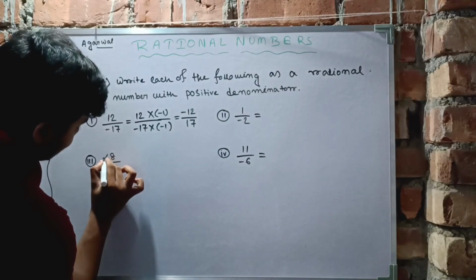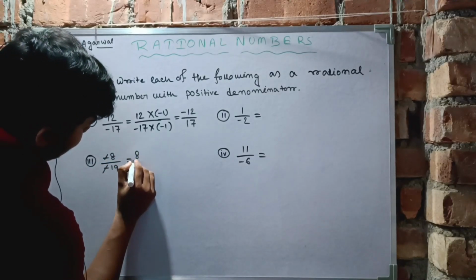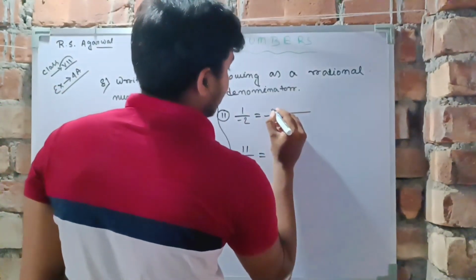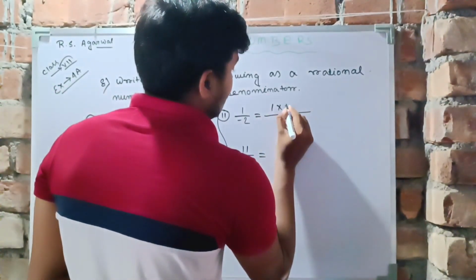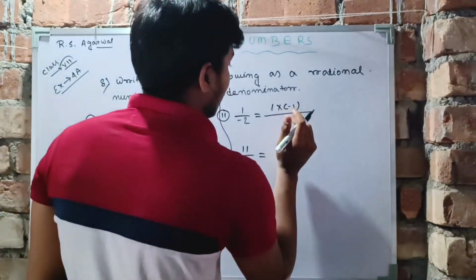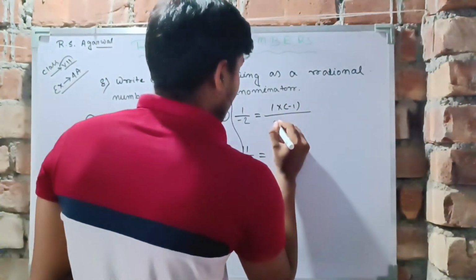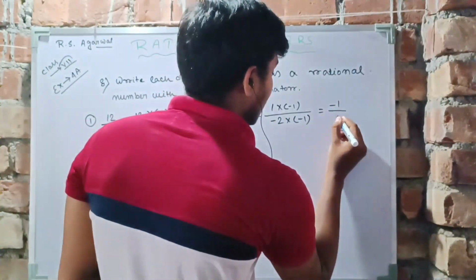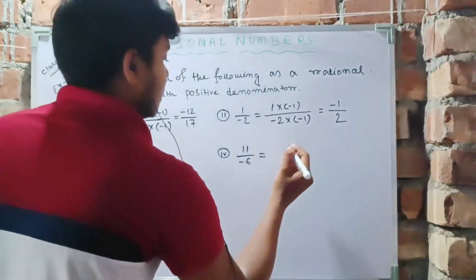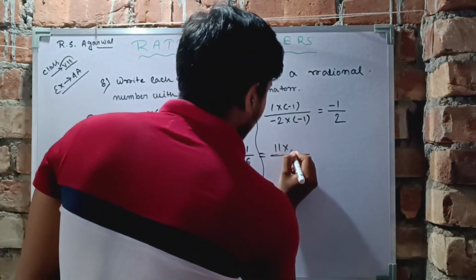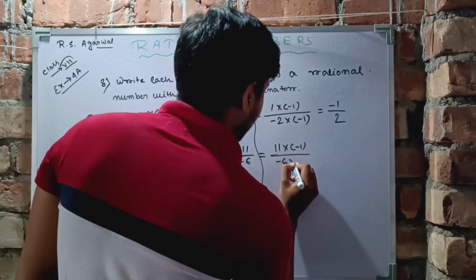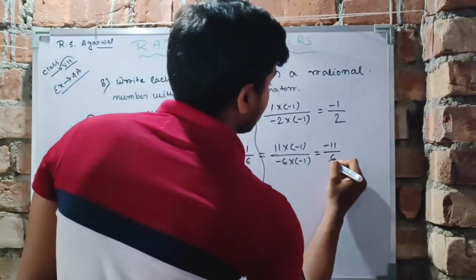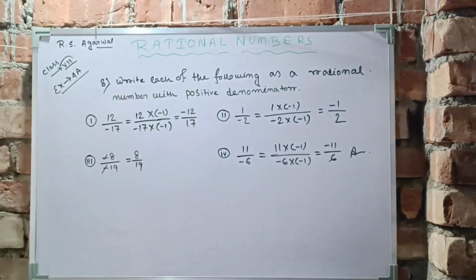-8 by -19: just these two minus signs cancel, so 8 by 19 is the answer. 1 by -2, similarly multiply by -1. 1 into -1, -2 into -1, that means -1 by 2, positive denominator. 11 into -1, -6 into -1, that means -11 by 6. This is our answer.